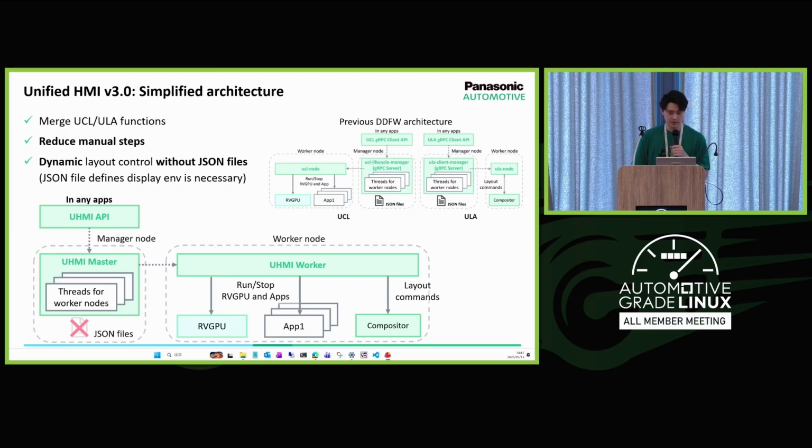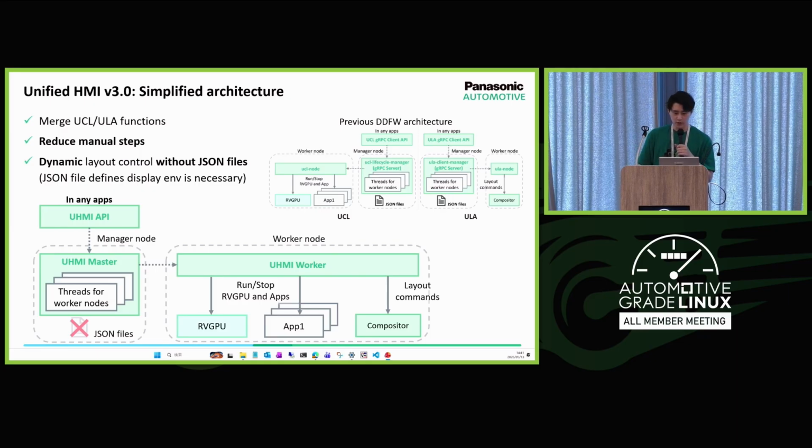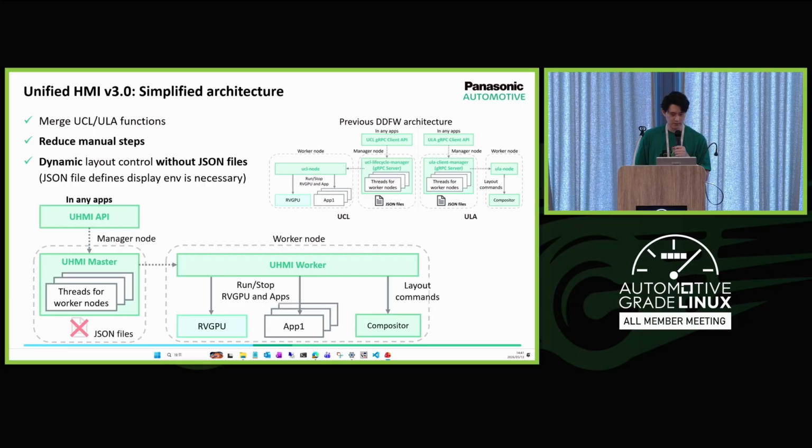To simplify architecture for easy integration, Unified HMI version 3 merged UCL and ULA into a single UHMI module. This significantly reduces the number of components developers need to interact with. Version 3 mainly consists of 3 parts: UHMI API, UHMI master, and UHMI worker. The UHMI master manages application lifecycle and the layout control, while UHMI workers handle execution and rendering on each node.